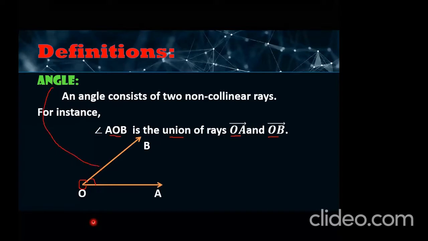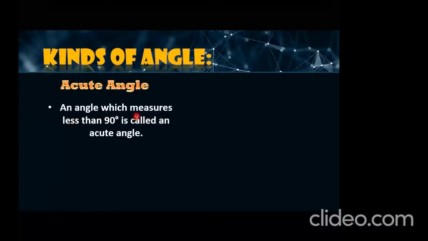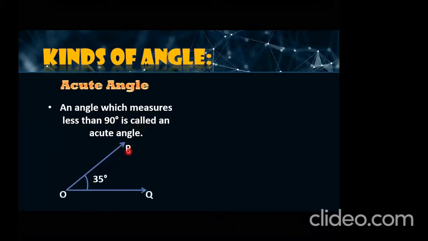Now let's quickly revise the kinds of angles. The first kind is the acute angle. What is an acute angle? Simple and easy. An angle which measures less than 90 degrees is called an acute angle. Just suppose, as you can see, this angle POQ. O is the vertex at which the angle is formed, and its measurement is 35 degrees, which is less than 90 degrees. So all the angles which are less than 90 degrees are called acute angles.